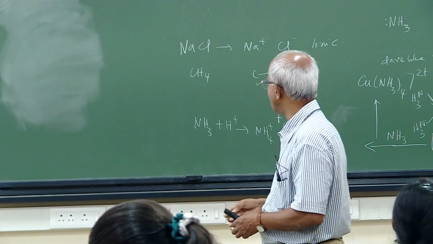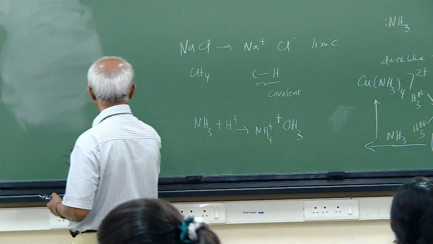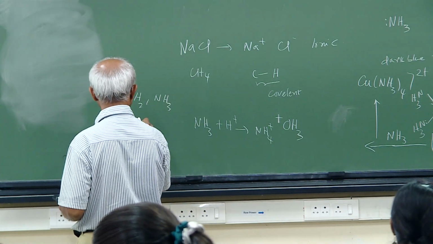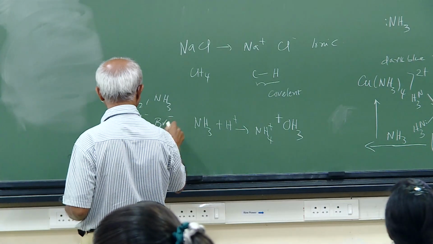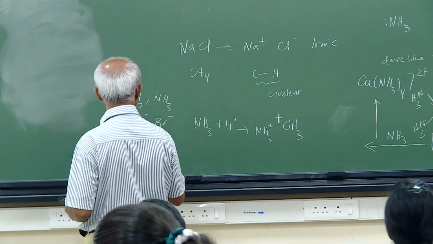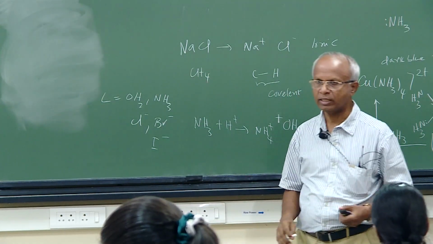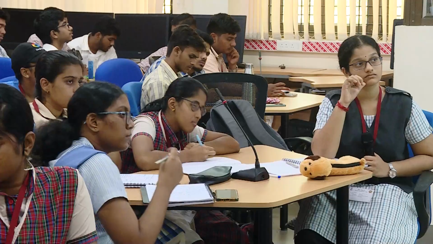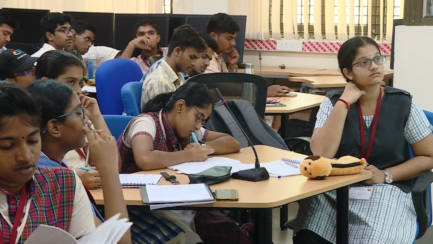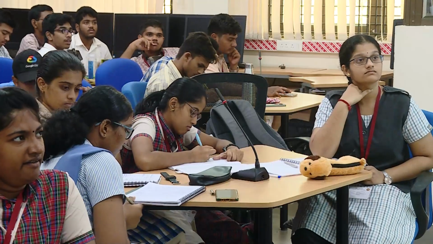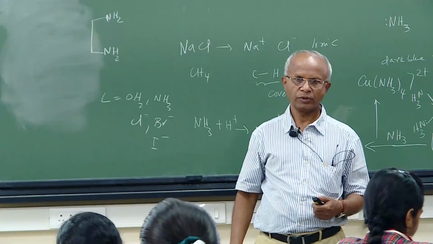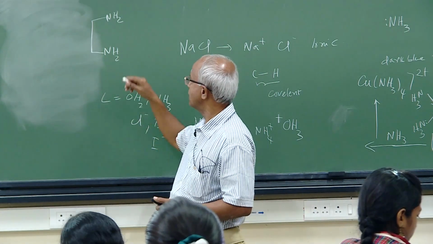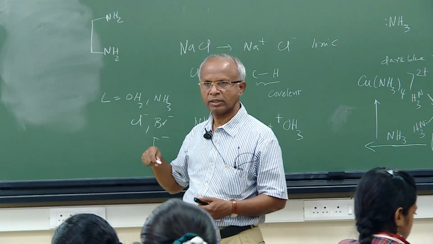So this L can be water, can be ammonia, it can be Cl minus, or it can be Br minus, or I minus. So these are all the groups that I have written. They are all inorganic, but I can have ethylene diamine, which is organic, right, but still has an amine group. So that amine nitrogen can have 3 bonds around it, right? That is what ammonia has, 3 bonds around nitrogen, but with a lone pair.